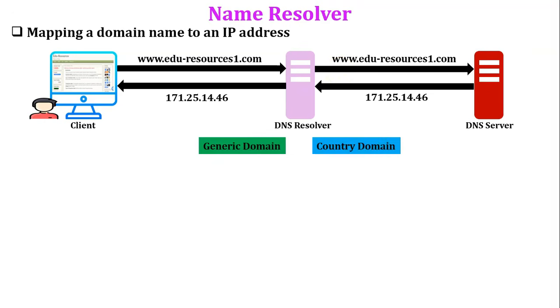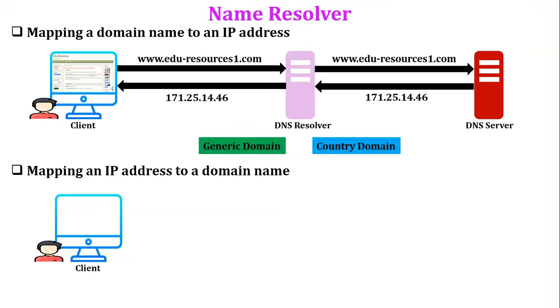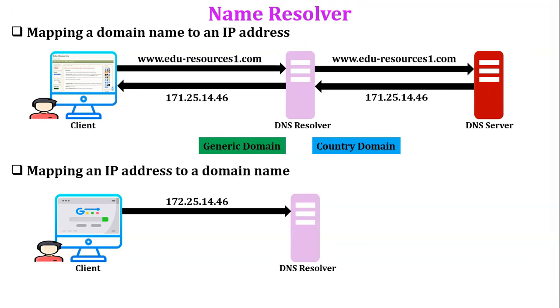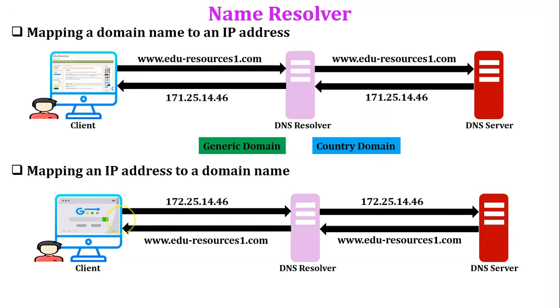The next type of name resolver is mapping an IP address to a domain name. Let us take one example to understand this mapping technique. For example, a user wants to access a website through the IP address. First of all, the user's browser sends that IP address to the DNS resolver. The DNS resolver sends this IP address to the DNS server. The DNS server maps that IP address to a particular web server and passes this web server name to the DNS resolver. The DNS resolver passes this web server name to the user's browser. So now the user's browser connects to that particular web server and the website opens in the user's browser.